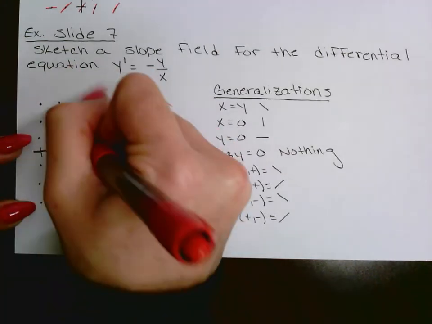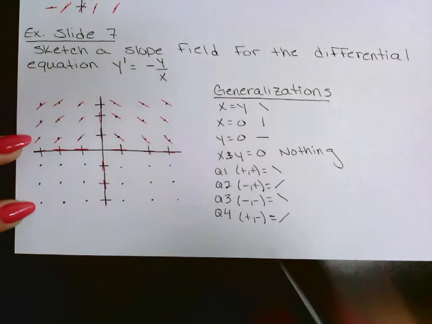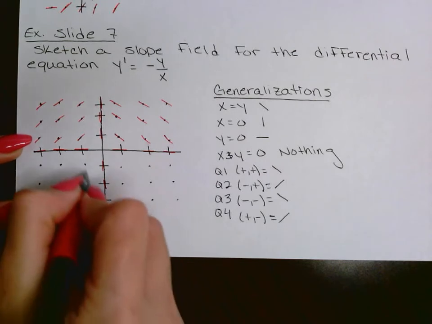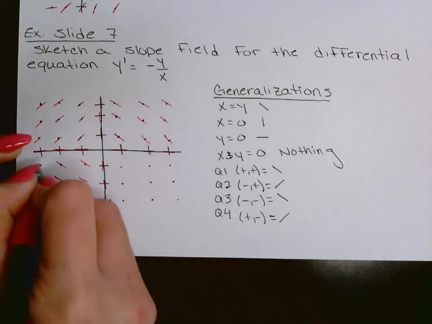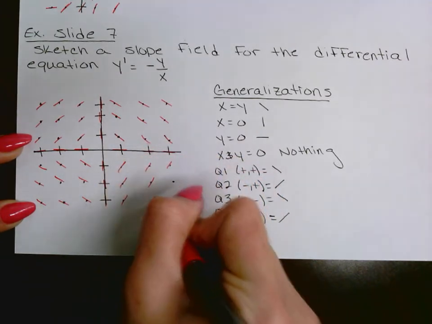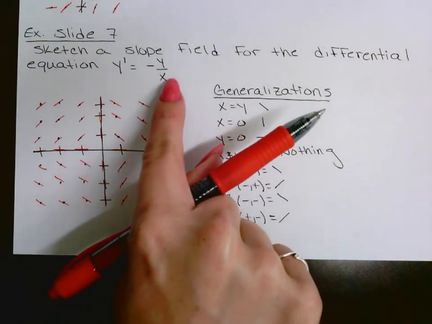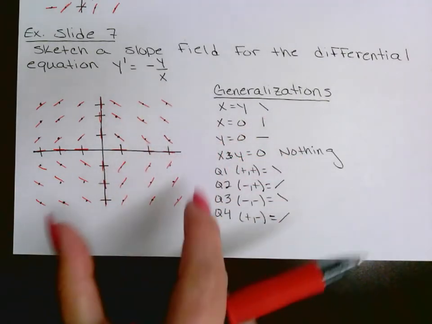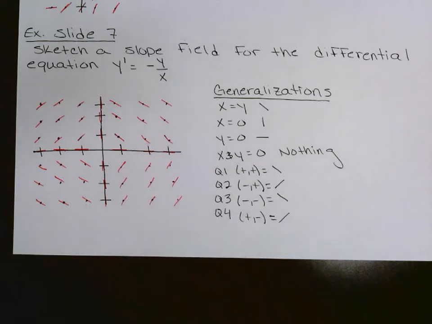Quadrant 2, they are going to be positive. Quadrant 3, all negative. And quadrant 4, all positive. Okay, so instead of literally plugging in every ordered pair, your generalization helps you go faster. Now remember that once these slopes start to have horizontal and vertical shifts, your generalization has to move along with that. Okay?